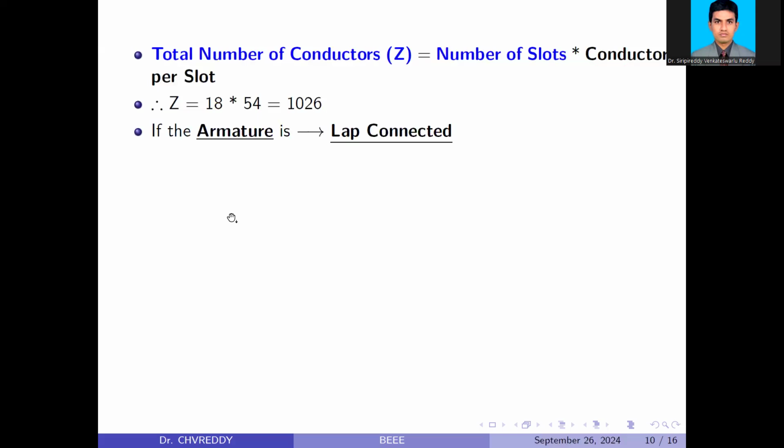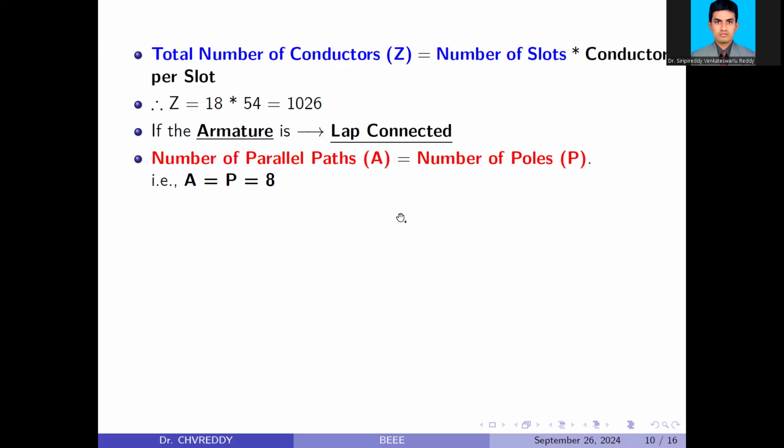On the condition they are given, if the armature is lap winding, we know the condition that the number of parallel paths is equal to the number of poles. So the number of parallel paths A equal to the number of poles P equal to 8. In the given data, the number of poles P is 8, which is equal to the number of parallel paths.